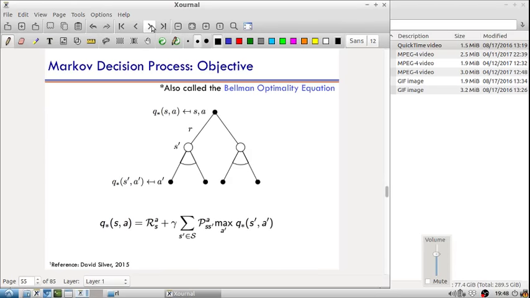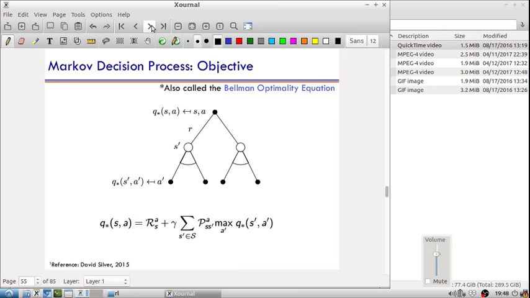So v star of s and q star of s comma a also satisfy some recursive equation, which I will not show here why they satisfy. It's called the Bellman optimality equation. The previous one is the Bellman expectation equation that we are pretty clear about how it came about. The Bellman optimality equation says that q star of s comma a is related to q star of s prime a prime. There is a max operation here. So this is the best value.